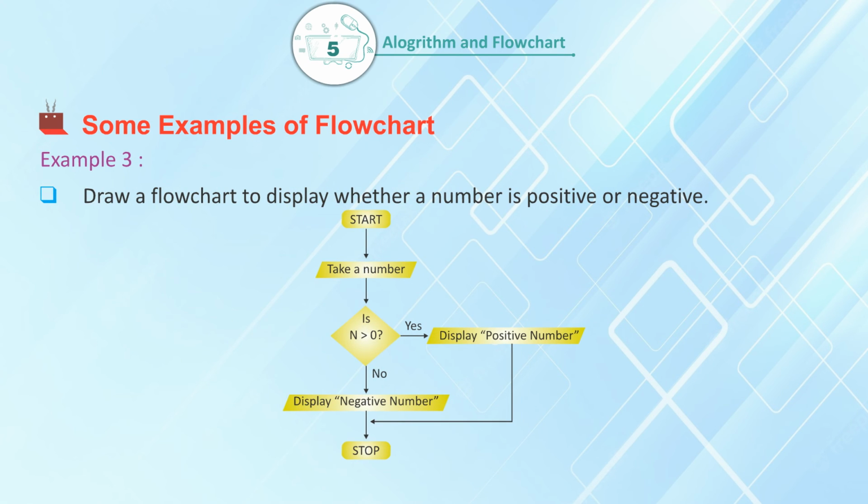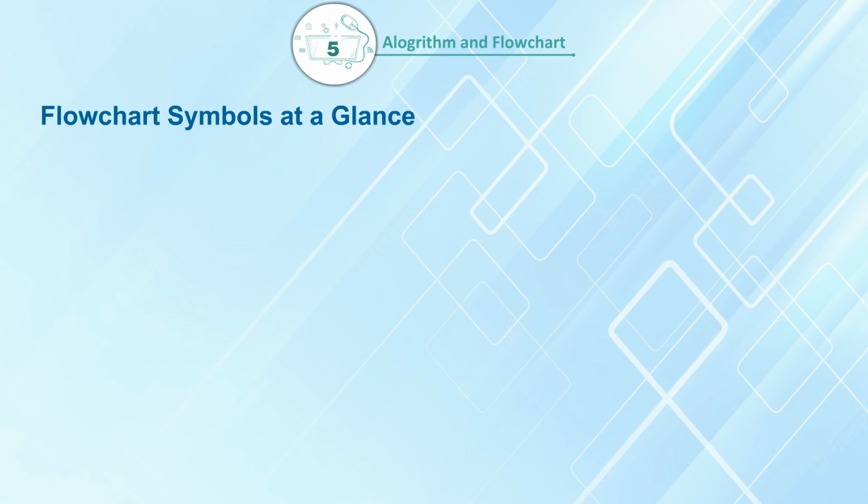Example 3. Draw a flowchart to display whether a number is positive or negative. Start. Take a number. Is n greater than 0? Yes. Display positive number. Otherwise, display negative number. Stop. Flowchart symbols at a glance.